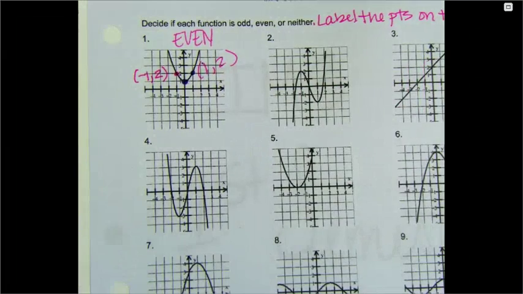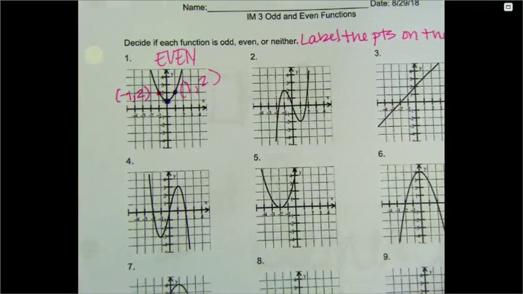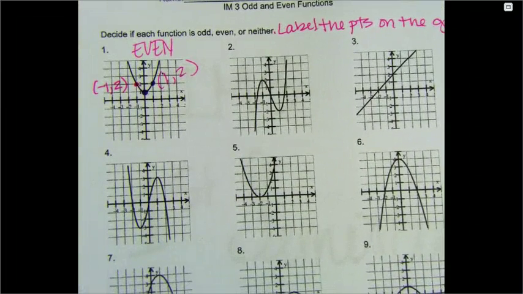Go to 2. I want you and your partner to try to figure out if you can do 2 all the way through. First of all, is it even, odd, or neither? And if it is one of those, find the 2 rules it must be.